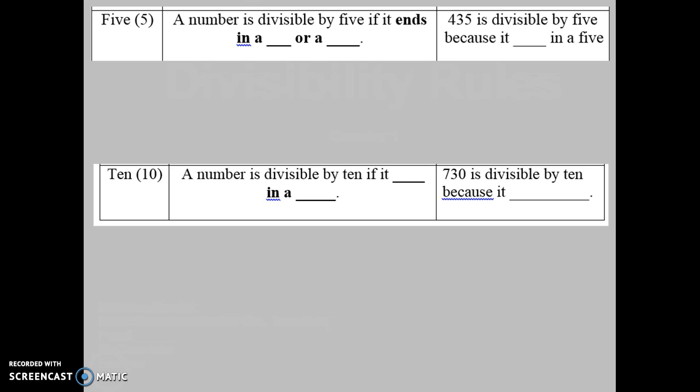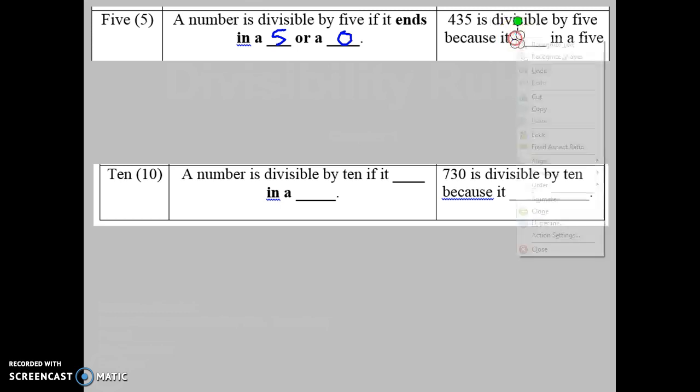First two rules that we're going to talk about are the divisibility rules for 5 and for 10. So we know that a number is divisible by 5 if it ends with a 5 or if it ends with a 0. You've known that since you were real little and you started counting. One of the first ways you started counting was by counting by 5. So we know that, again, if it ends in a 5 or if it ends in a 0, it's divisible by 5. So looking at the example 435, we know that that is divisible by 5 because it ends in a 5.